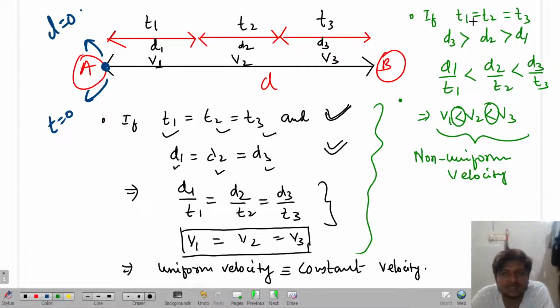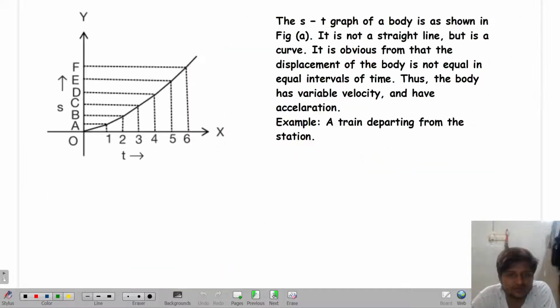Many people will say that T1 is also not equal to T2 and T2 is also not equal to T3, but that is not the case. In both cases, in uniform velocity and in non-uniform velocity, this time condition should always be satisfied. Got it or not? Okay. Now, when this time condition is satisfied, try to understand. Let's suppose I have equal intervals of time.